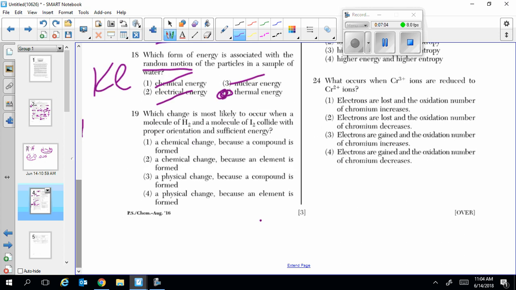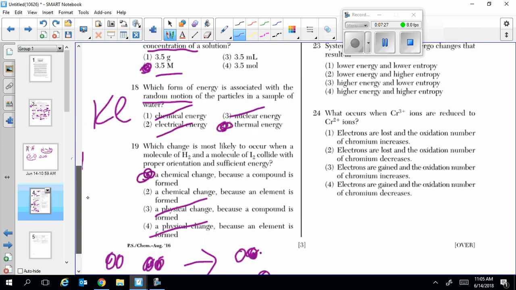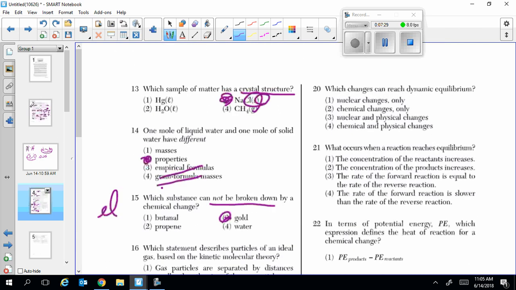What change is most likely to occur when a molecule of H2 and I2 collide with the proper orientation and sufficient energy? So if I have H2s and I have I2s and they collide, I could have a chemical change and I could make HI. HI. So it is a chemical change and it's forming a compound because I have two different atoms in it in a fixed ratio.